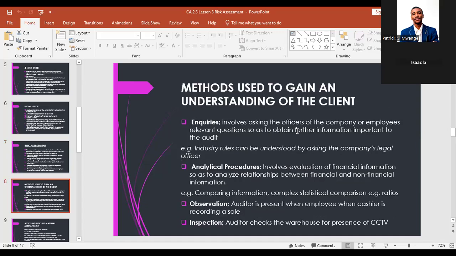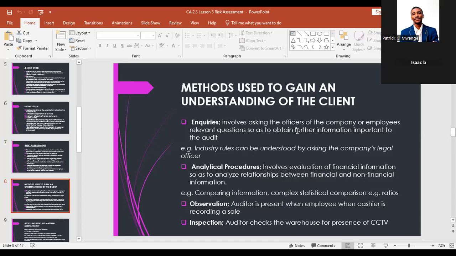Okay, so now we're trying to get an understanding of the risk associated with our client, right? What methods should be used to gain that understanding? So one, we can use inquiries. And two, we can use analytical procedures. Three, we can use observation. Four, we can inspect the books of the client.